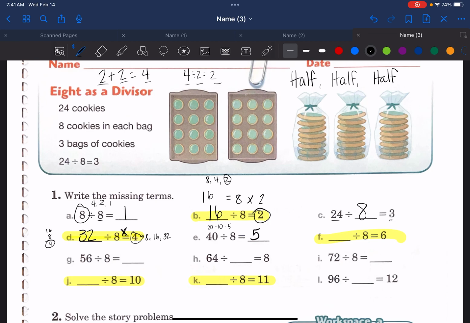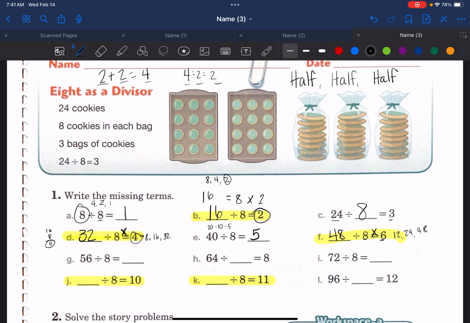Let's skip down to, or I will go across to F. All right, so for F, since it is missing the big number, we need to get a bigger number on that. So I'm going to multiply, because multiplying gives me bigger numbers. So 6 times 8. Since it's times 8, I'm going to use my number 6 and double that. 6 plus 6 is 12. 12 plus 12 is 24. 24 plus 24 is 48.